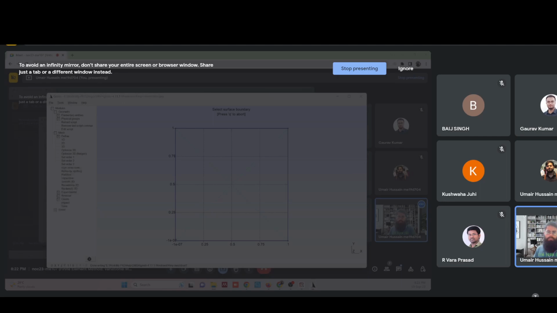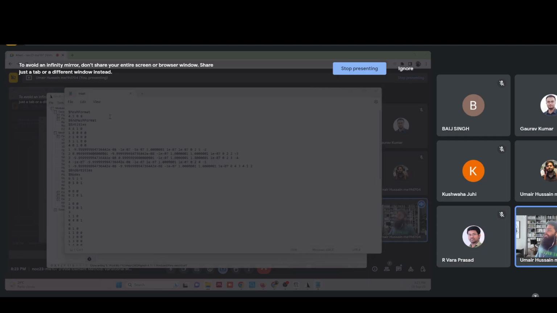Now I'll show you the file. This is the mesh file that is created. Initially it will tell you the format. We had chosen version 4 ASCII, then the ending of that part. Now it gives the entities. I don't remember entities. I usually work with version 2 ASCII. There it doesn't show entities. We'll skip this for now.